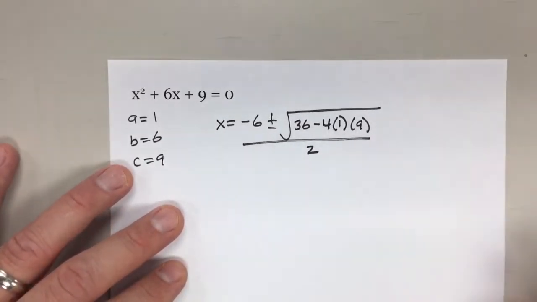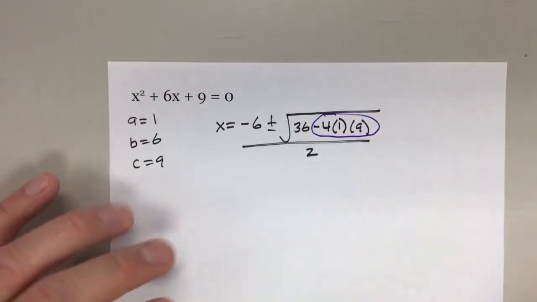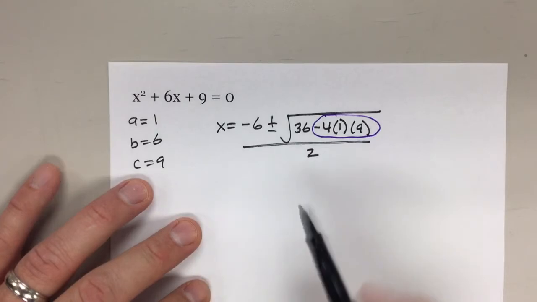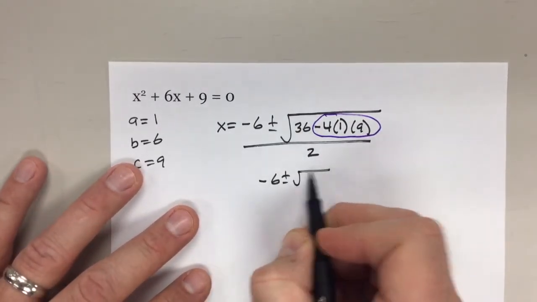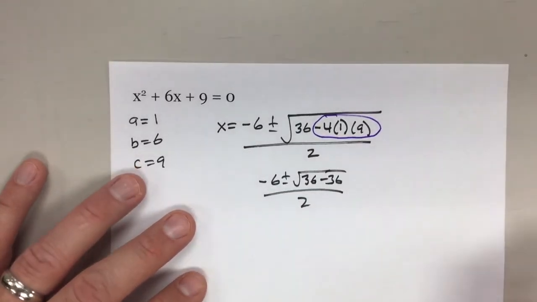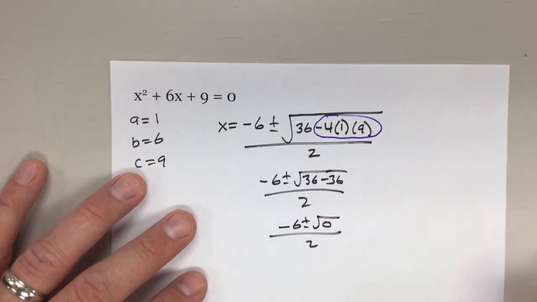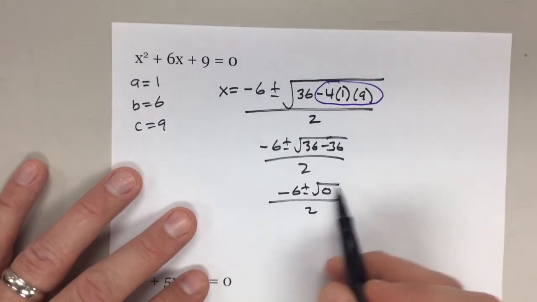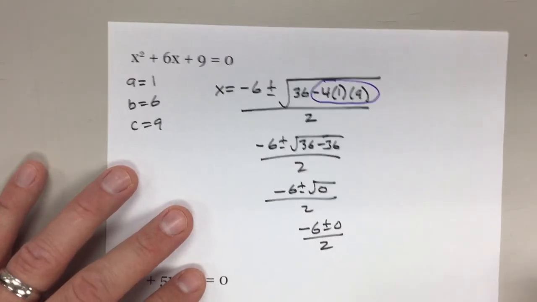So I'm going to multiply these three numbers together. So negative 4 times 1 is negative 4, times 9 is negative 36. So I have 36 minus 36. When you subtract these, you actually get 0. And the square root of 0 is just 0. So this is really negative 6 plus or minus 0 over 2.